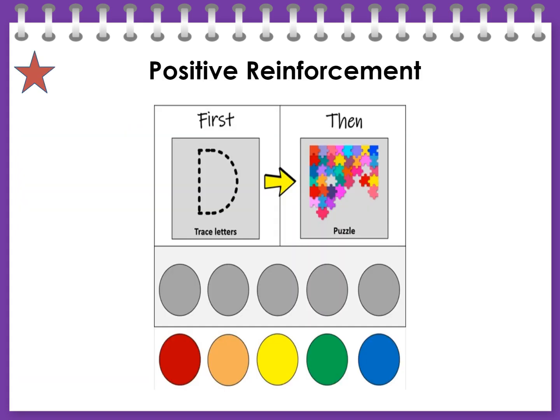The ultimate goal of reinforcement is to help students learn new skills and maintain those skills across settings. A token economy is a system for providing positive reinforcement to a student by giving them tokens for completing tasks or behaving in desired ways.